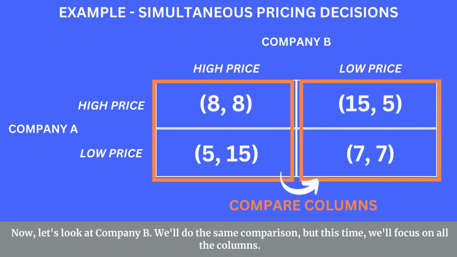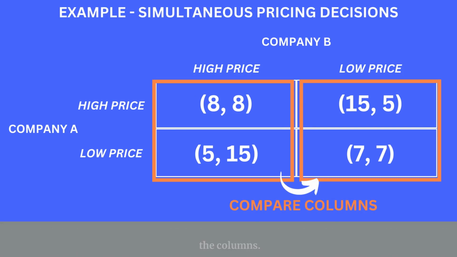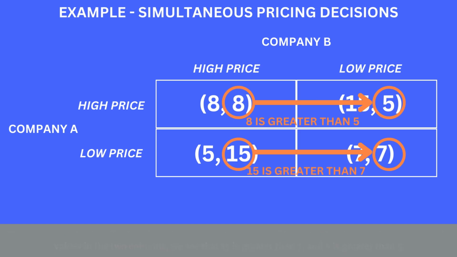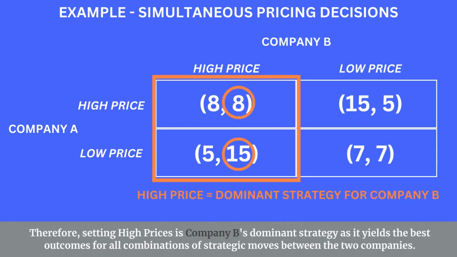Now, let's look at Company B. We'll do the same comparison, but this time, we'll focus on all the columns. We'll compare the payoff values in corresponding cells across different columns. When we compare the values in the two columns, we see that 15 is greater than 7, and 8 is greater than 5. Therefore, setting high prices is Company B's dominant strategy as it yields the best outcomes for all combinations of strategic moves between the two companies.